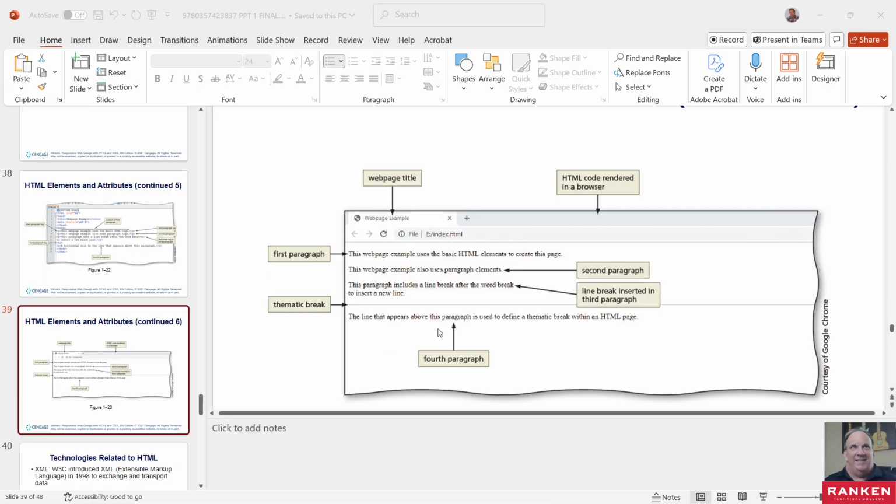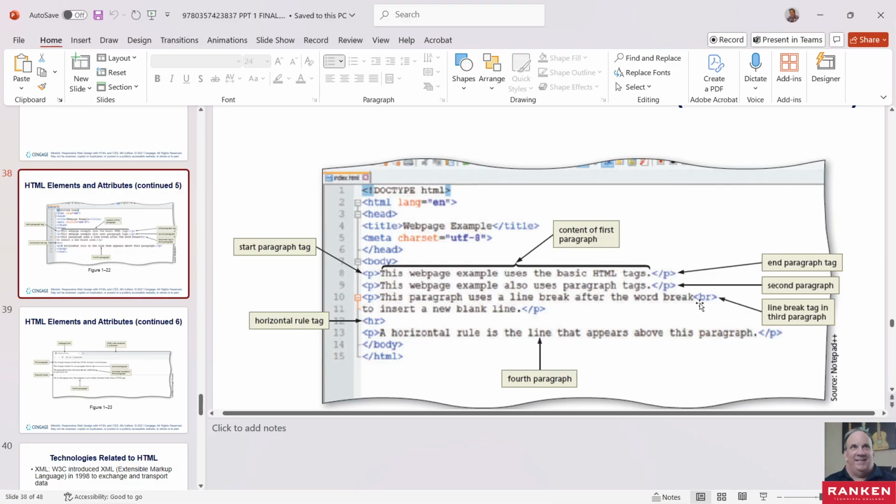And just want to point out, you've got the line break here. Right after that line, you had the BR tag. And so then everything after that goes to the next line. Let's just go back and look at that real quick. After the word break, we have the BR tag. So this actually went to the next line, right?